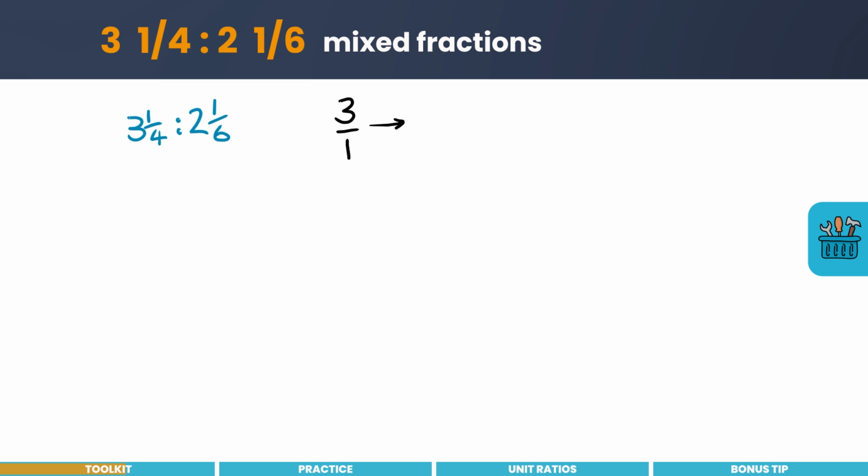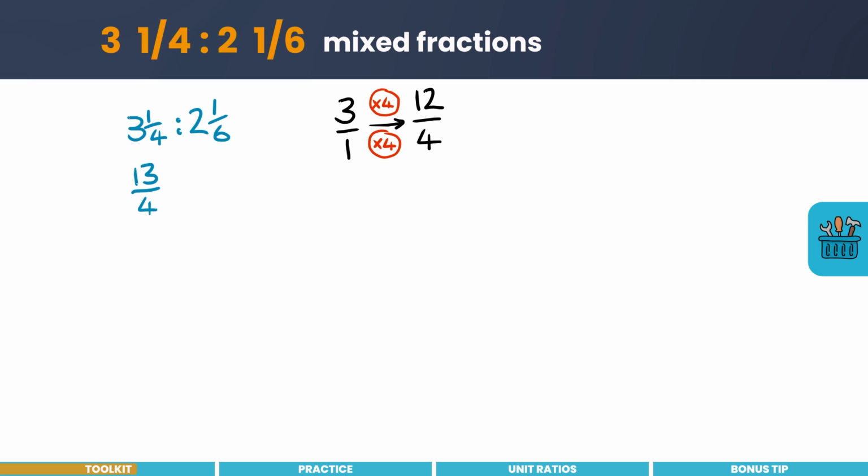If we want this to be shown as quarters, we need to do the same thing to the top and the bottom. So to get from 1 to 4, we multiply by 4. Also doing this to the top means we get 3 times 4, which is 12 quarters. So 3 is equivalent to 12 over 4. But remember, we had 3 plus 1/4 here, so we now have 13 quarters in total.